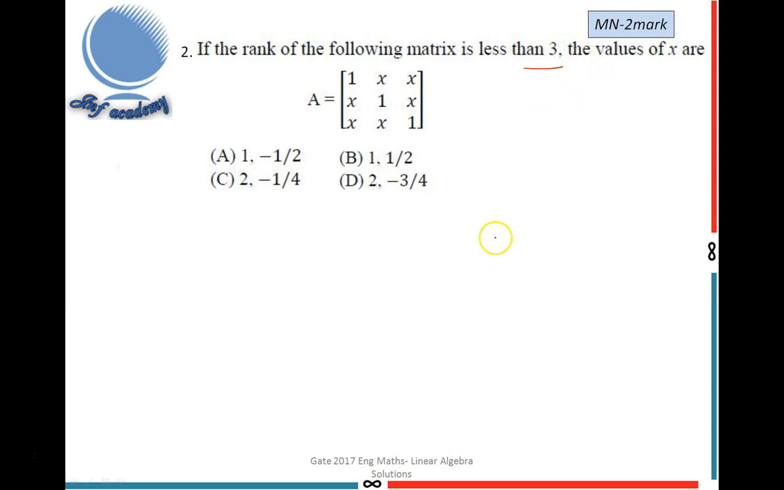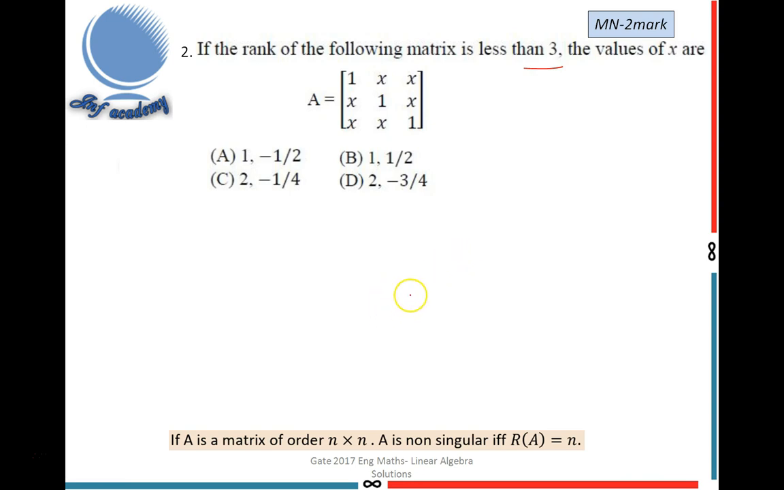It has 2 marks. Here I use one result, that is if A is a matrix of order n by n, A is non-singular if and only if R of A equal to n. If R of A equal to n, then A is non-singular. Non-singular means determinant A not equal to 0. Here the given matrix is of order 3 by 3. But R of A is less than 3. Given condition is R of A is less than 3. So determinant A equal to 0 by using that result. Because if R of A equal to 3 only, we can get determinant of A not equal to 0. Here R of A is less than 3. So determinant A equal to 0.